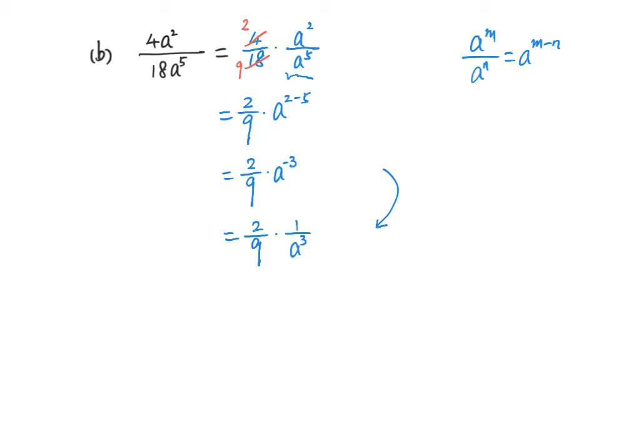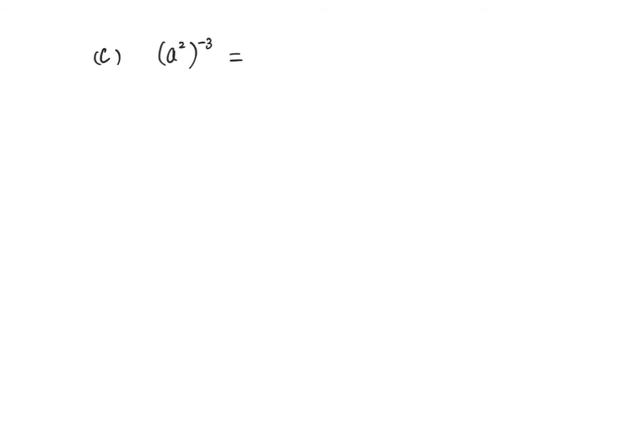From this step to this step, we applied a to the power negative n equals 1 over a to the power n. So that's why a to the power negative 3 equals 1 over a to the power 3. So for the upper part, 2 times 1 gives you 2. For the bottom part, the denominator, 9 times a to the power 3, just 9a to the power 3. That's it. Now, let's see the last example for medium level.